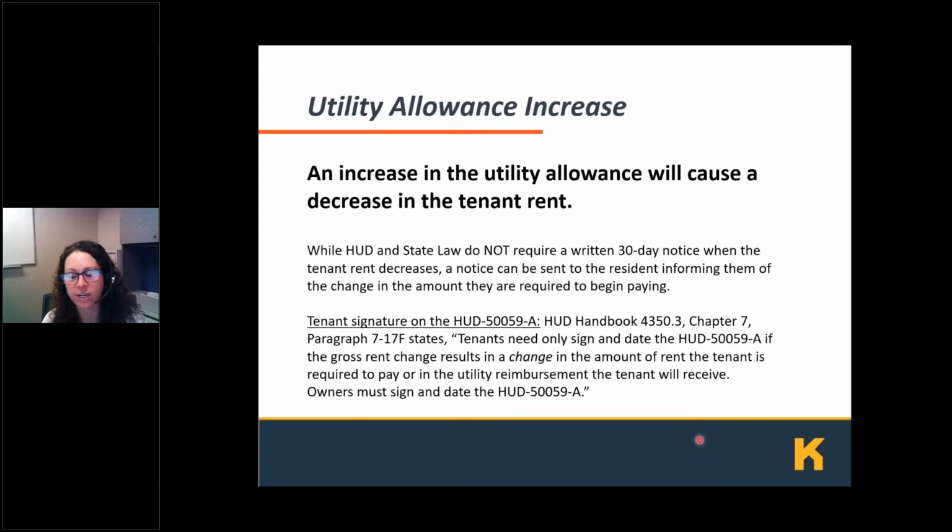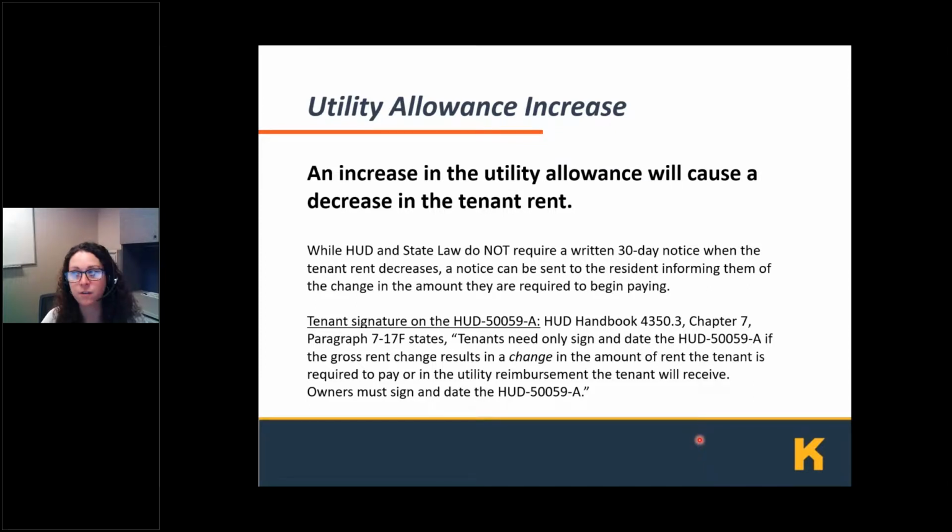So, utility allowance increase. After we've reviewed your analysis, whether that's the baseline or the factor, we're going to let you know that it's been approved, or if we've had to change or adjust it, we'll let you know that as well. What happens if, after our approval, we approve an allowance that is increasing from the previous amount? There's not a whole lot that you have to do. This is the one that we like to see. An increase in the allowance will cause a decrease in your tenant rent. State law does not require a written 30-day notice when the tenant rent decreases.